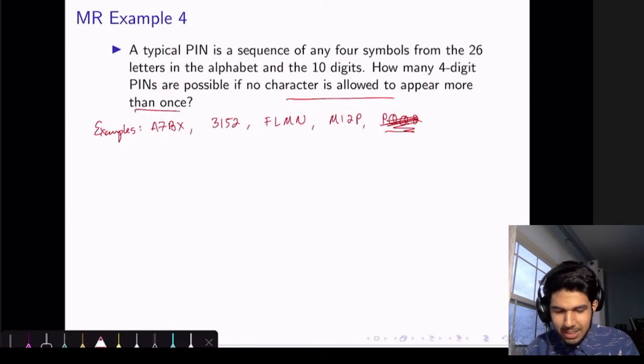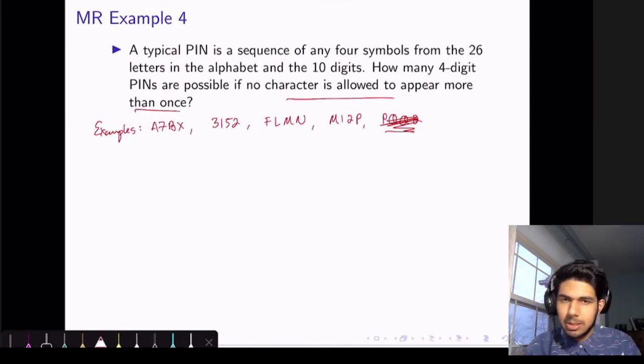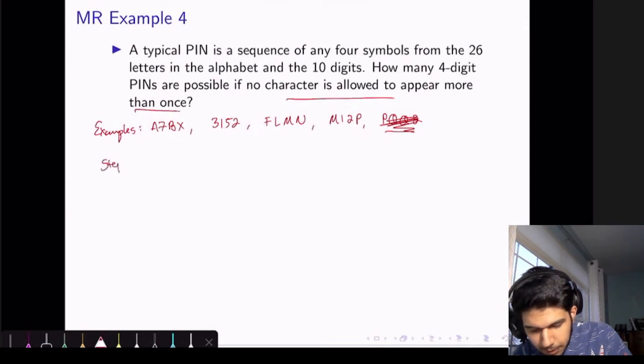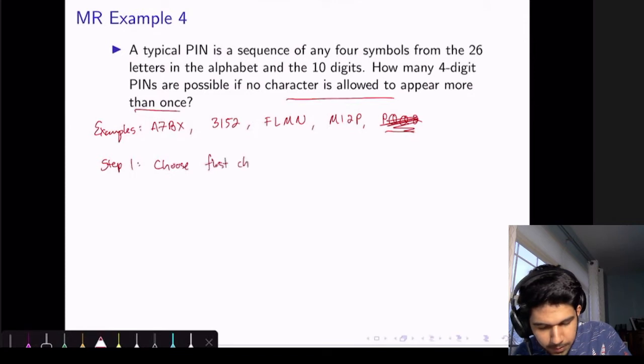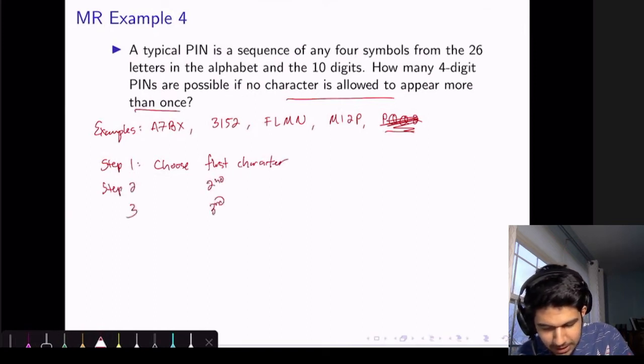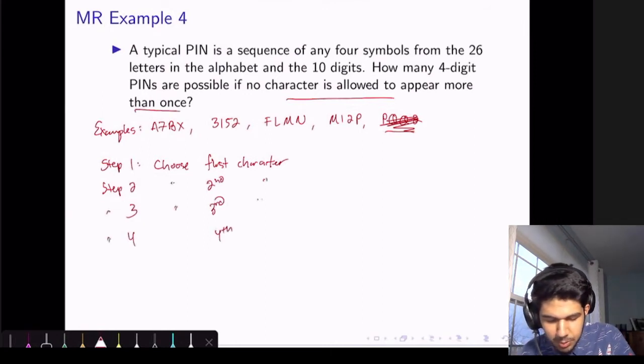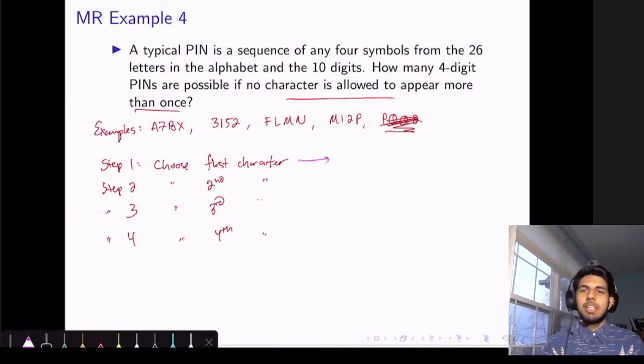You probably guessed it. We're going to use multiplication rule, and we'll break it down into steps. So step 1 will probably be choose first character, right? And then step 2 will be choosing the second. Step 3 will be choosing the third. Step 4 will be choosing the fourth, right? And then everything else just follows, and we're just going to count how many ways can we do each step. So, choosing the first character. It can be any of the digits or the letters. So there's 26 letters and 10 digits, so that gives us 36 options.